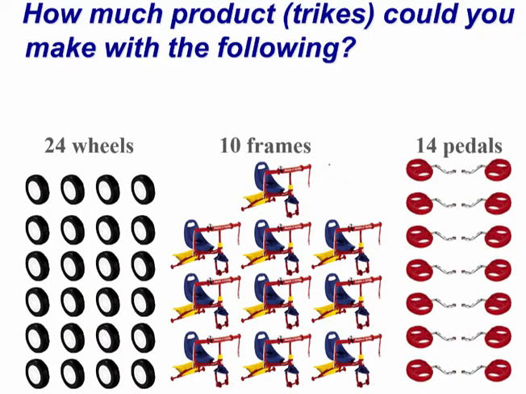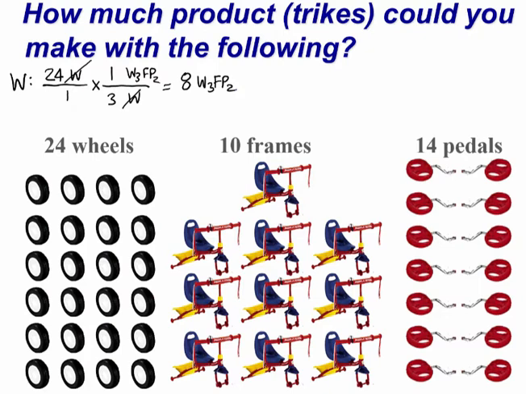So here's a question. How much product could you make given the following materials? This is an interesting question, and the answer depends on how you calculate. If your calculation is based on wheels, your problem might look like this. I have 24 wheels. I want to know how many trikes I can make. The wheel to trike ratio is 3 wheels for every 1 trike. Therefore, I can make 8 trikes. But if you said 8 trikes, you would be wrong.